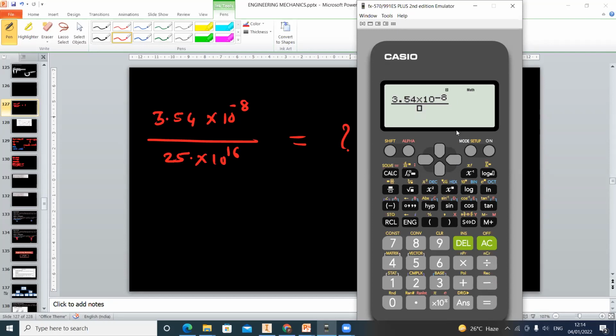Again press the down arrow, so we can enter the denominator, which is 25 into 10 to the power, that means x raised to 16. And then press equal to. So this is how you can enter the 10 to the power by selecting this button, x raised to.